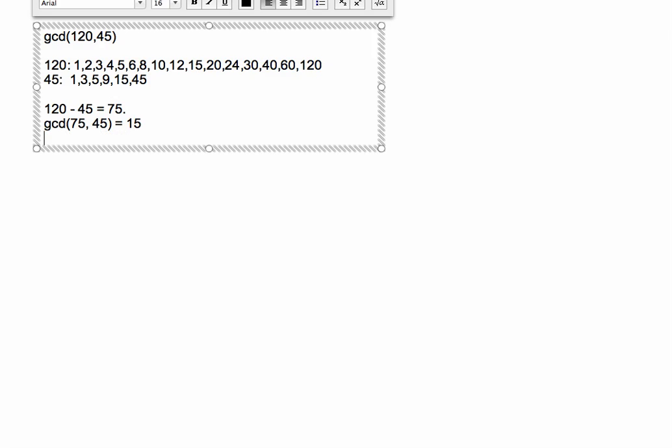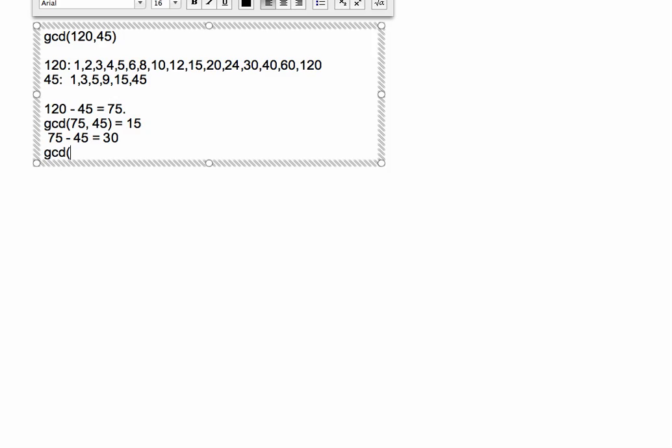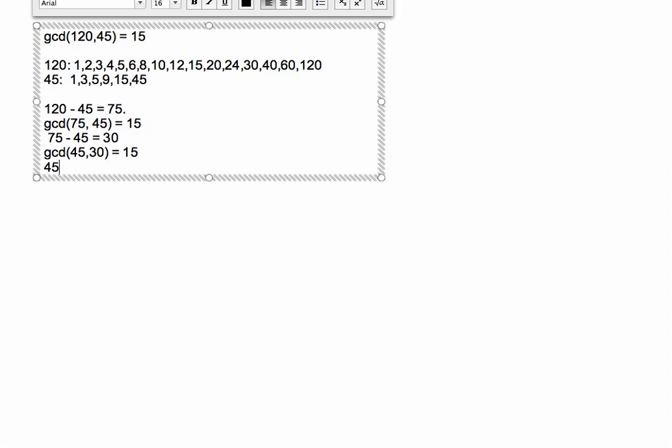Interesting. What if I do it again? What's 75 minus 45? 75 minus 45 is 30. What's the GCD of 45 and 30? Well, that actually turns out to be 15 also. Oh, I never filled the answer up here. Let's do that. So the GCD up here is 15. The GCD of 45 and 30 is 15. What about 45 minus 30? Well, that's 15.